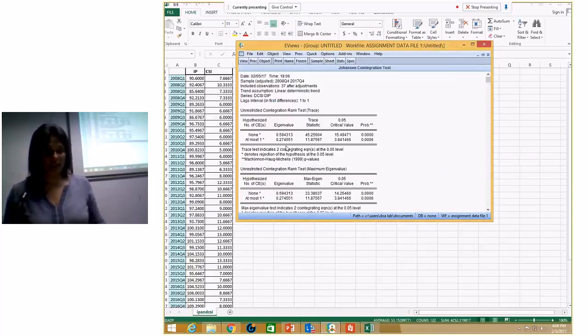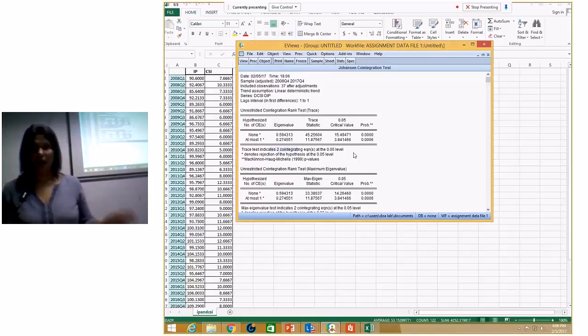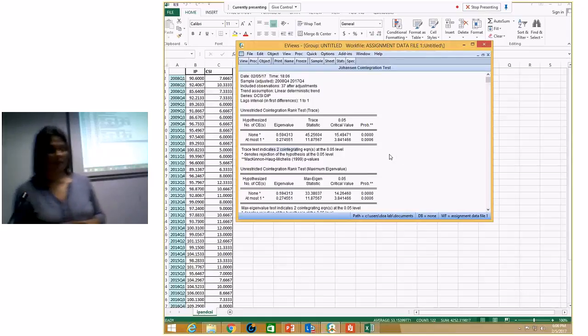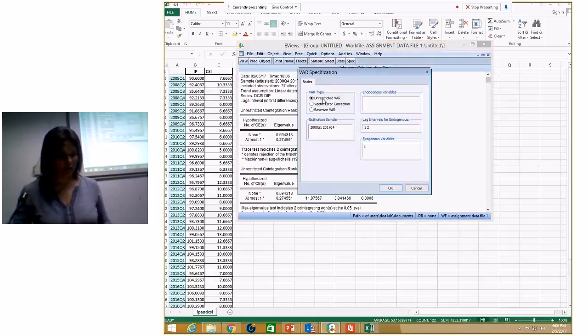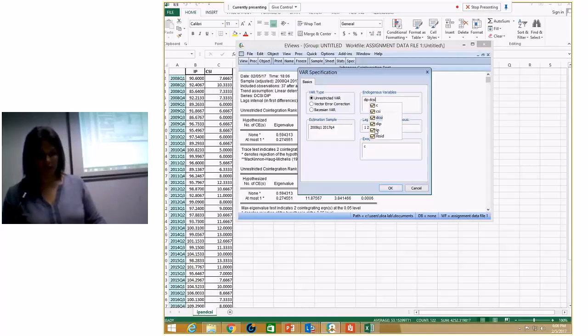In the model, it shows that there are two co-integrating equations. Both are co-integrated. If there is co-integration, then we can use the vector error correction model. Here we estimate, then you are asked to carry out the VAR model. Unrestricted VAR, IP and DCSI. Those are the variables. Then click OK.